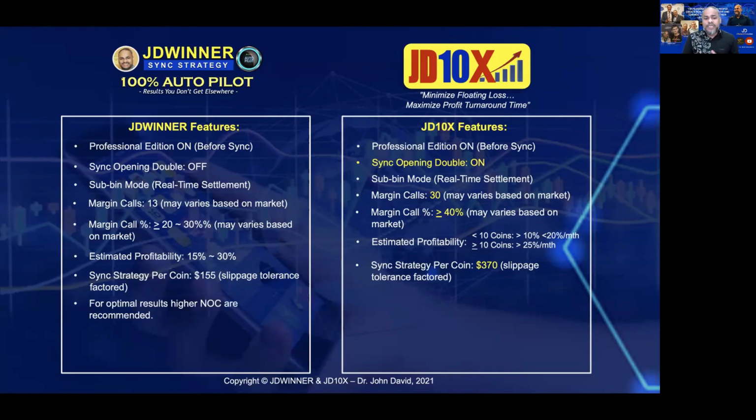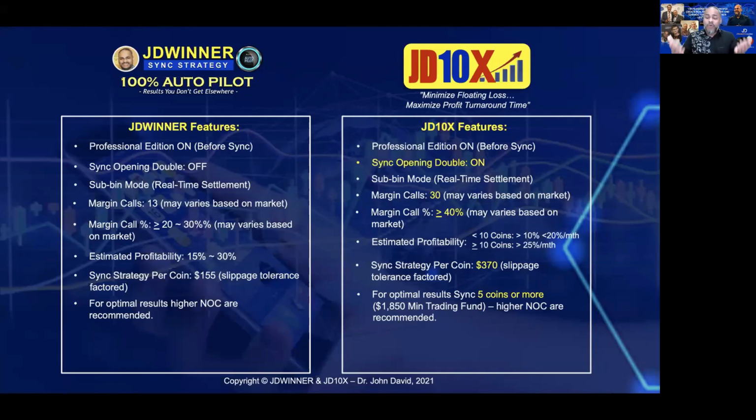Now, for optimal result, higher NOC are recommended. Okay, as I mentioned to you, the higher number of coins, the higher probability of profitability. Okay, so please take note. But for JD10X, okay, your minimum coin must be 5 or more. All right, so you need at least about $1,850 minimum fund to actually trade on JD10X. Now, if you are doing 1 coin or 2 coins and you never follow this requirement, we are not responsible. All right, we are not responsible for you. Okay, please take note of that.